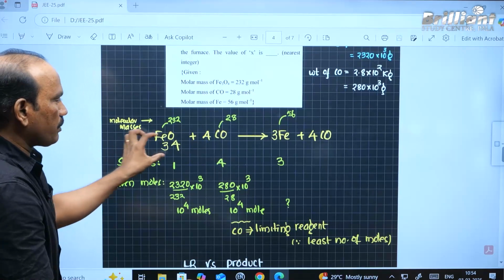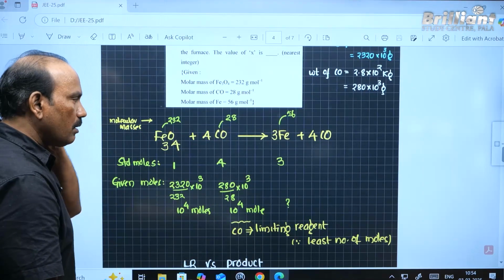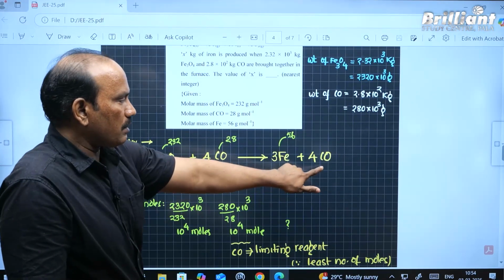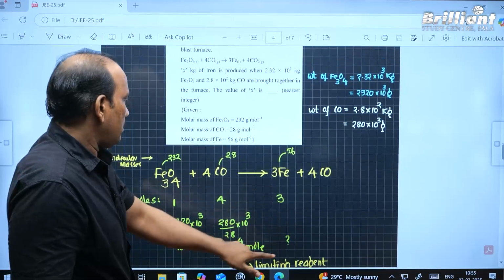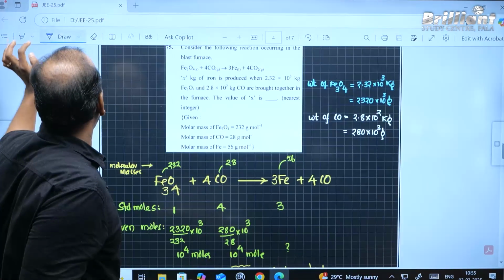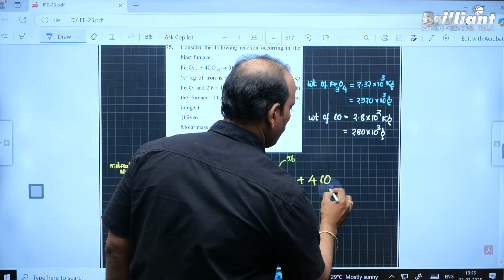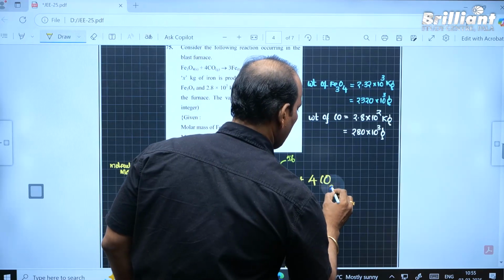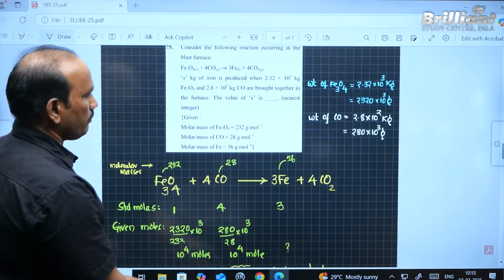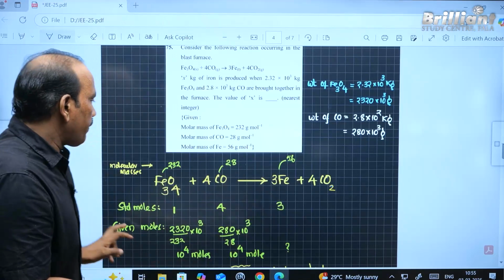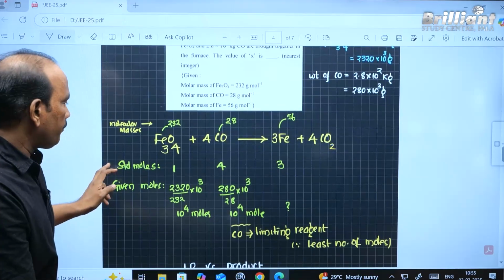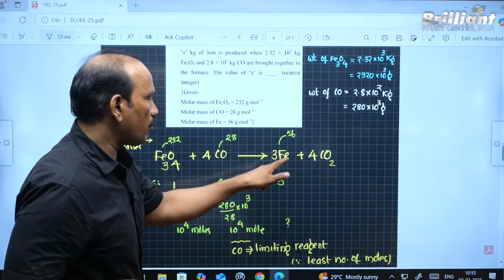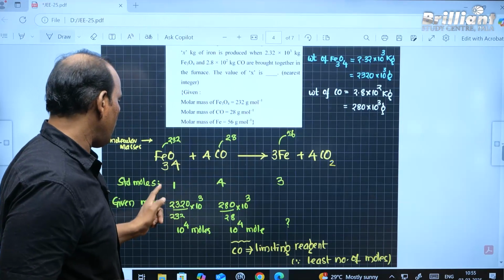What is the equation? First, this is the equation. Next, 3 components are given. This is the marking: this one, this one, this one. I didn't consider this one, the CO2. Clear? Now we go to this one. How many moles are there? 1 mole, this is 4 moles, this is 3 moles. This mass equals 56, this is 28, this is 232.